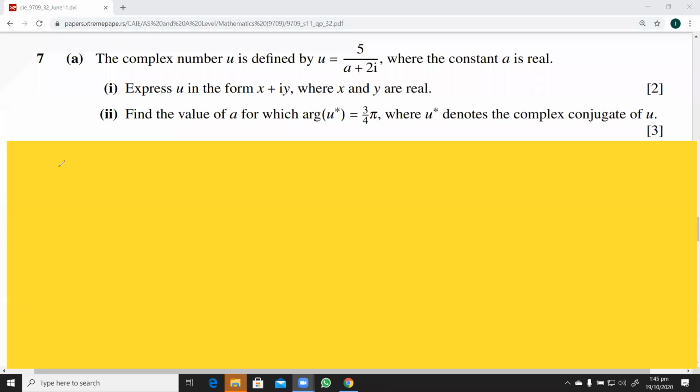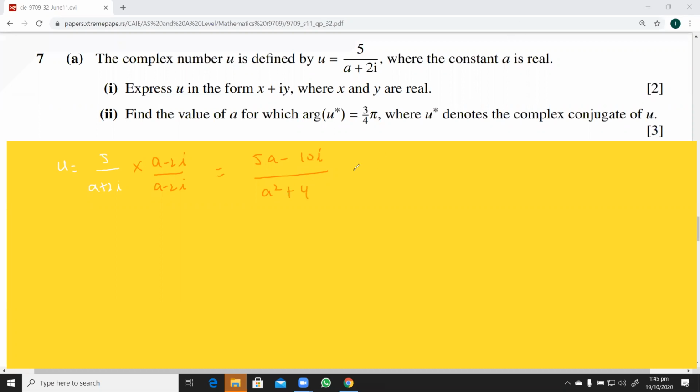Okay, 7a, a simple question on complex numbers. We have u equal to 5 over a plus 2 iota. The moment you define this complex number in the denominator, you should realize this: multiply by a minus 2 iota over a minus 2 iota. So this is 5a minus 10 iota over a square plus 4.